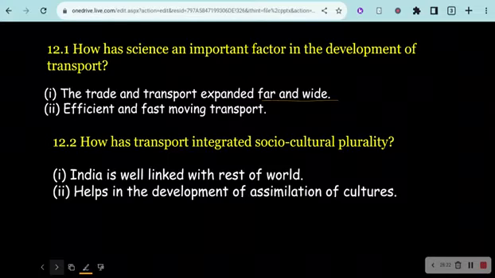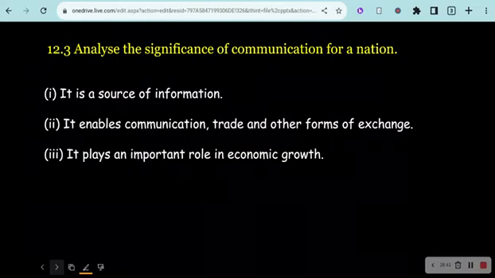How is transport integrated with socio-cultural plurality? Correct? How is that done? So basically, India is very linked with the rest of the world. The position is very good. So that's why it helps in the development and assimilation of culture. Different cultures can be combined with India. So that is why.